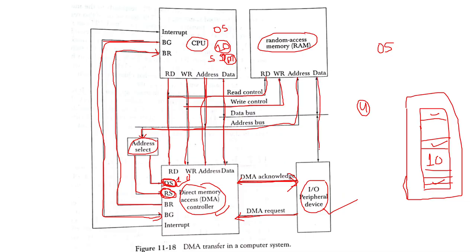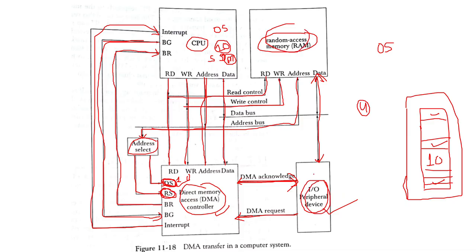Now the data transfer between the RAM and IO devices occurs through the data bus, address bus, and the control bus, everything. And then after the completion of the data transfer, the DMA controller sends the interrupt to the CPU: the data transfer is completed. Now you can use these buses to perform your own operation. In this way, the data transfer occurs between the memory and IO peripheral devices.